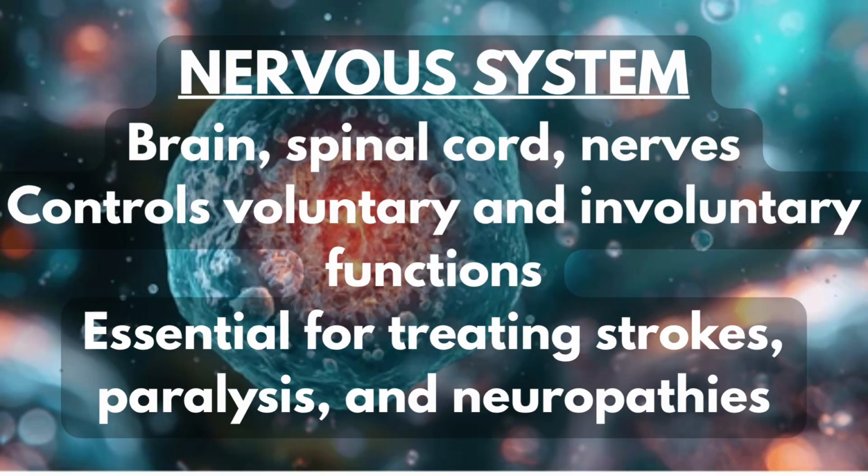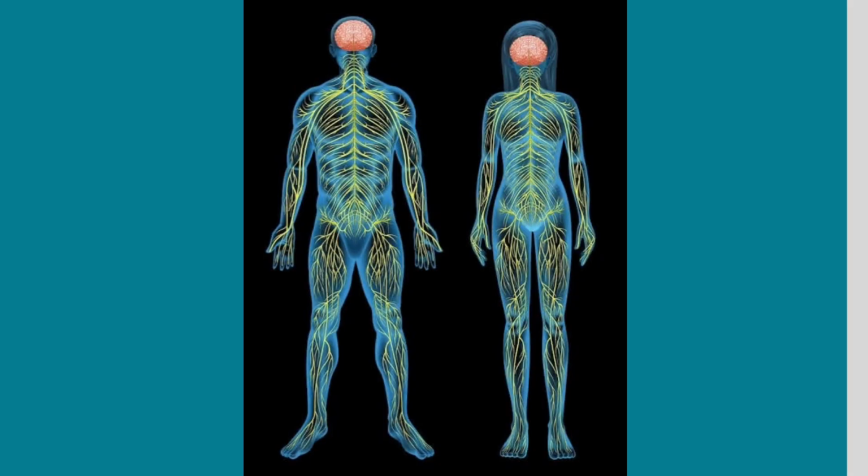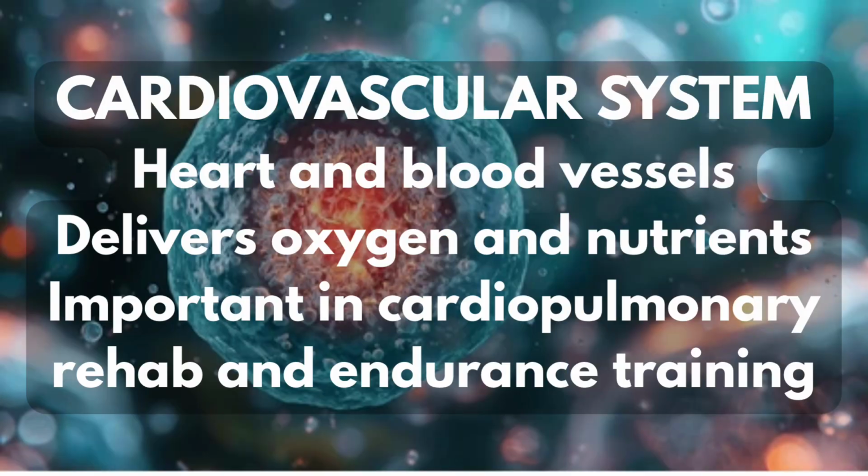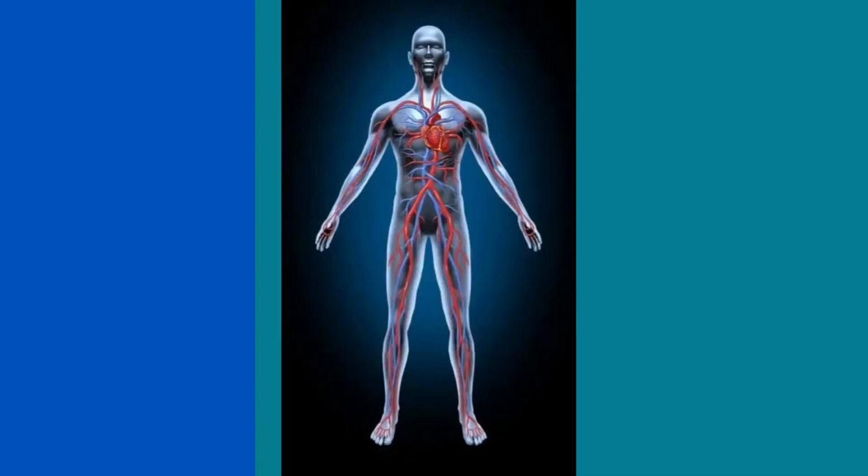Nervous system: brain, spinal cord, nerves. Controls voluntary and involuntary functions. Essential for treating strokes, paralysis, and neuropathies. Cardiovascular system: heart and blood vessels. Delivers oxygen and nutrients. Important in cardiopulmonary rehab and endurance training.